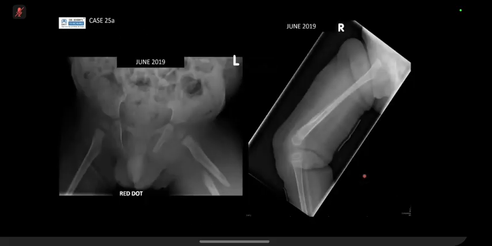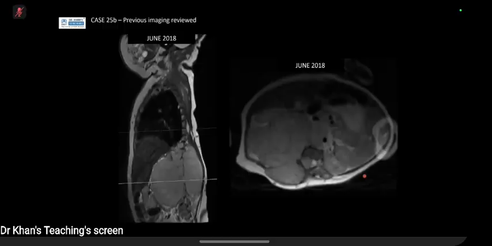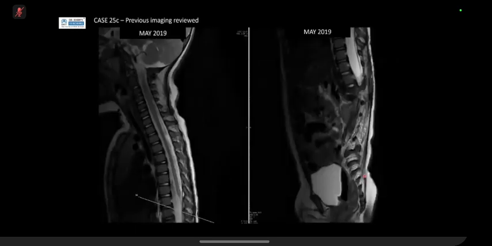So this is just a quick note. This is June 2019, so 1 year down the line. This is June 2018, so 1 year before, which is right. The patient is young. This was about 1 year of age with neuroblastoma. Okay. And then he was treated quite quickly, and then in May 2019, so 1 month before your initial X-ray, this is how his MRI spine looked.